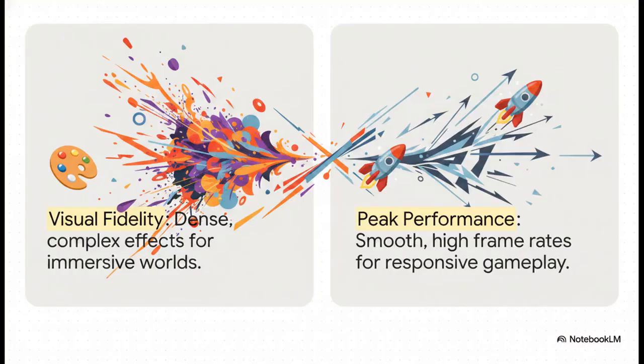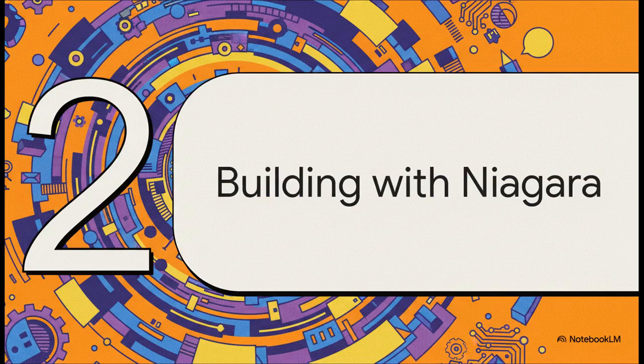Okay, so you've got these two sides, right? In one corner, you have visual fidelity. This is all about those dense, stunning effects that just suck you right into the game world. But in the other corner, you have peak performance. That's your silky smooth frame rate, the thing that makes the gameplay actually feel responsive. These two are always fighting. It's this constant tug of war, and for years, artists have been caught in the middle, having to make some really tough compromises. So how do we get out of that bind?